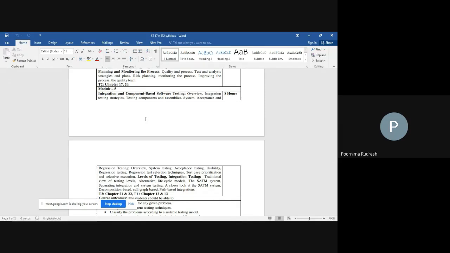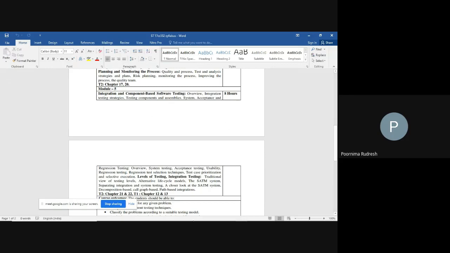Those are regression techniques, system testing, acceptance testing, and then usability. And finally, you are going to study regression test selection techniques, test case prioritization, and selective execution. So these things you are going to study in integration and component based software testing. And the last topic of module 5 is levels of testing and integration testing. Here you are going to study the traditional view of the testing levels and the different testing levels, and what alternate life cycle models are available for testing.